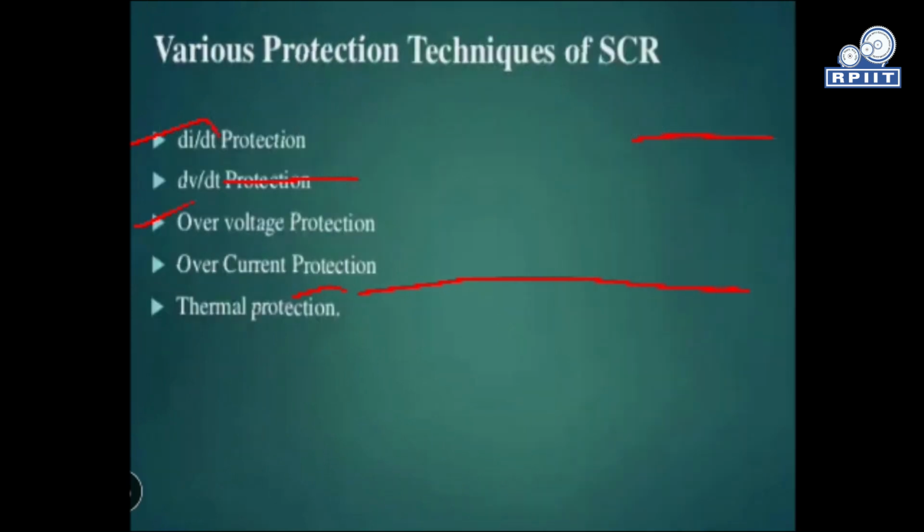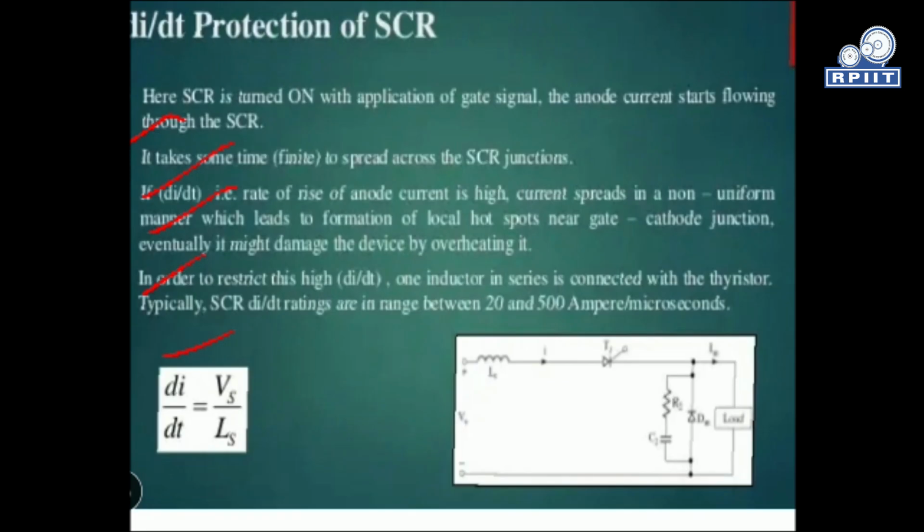We can have a different number of techniques to protect the SCR. The first is di over dt protection, that is, change in current protection. Then change in voltage with respect to time protection, over voltage protection, over current protection, and thermal protection. One by one we'll discuss all these protection techniques over here. The first one is the di over dt protection of the SCR.